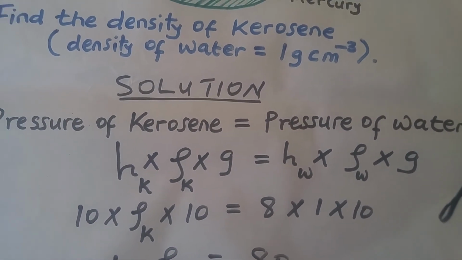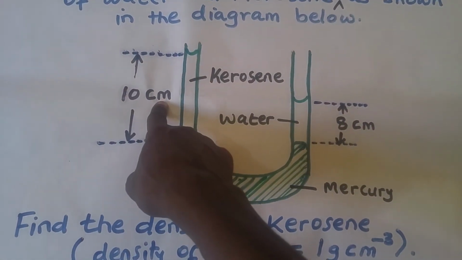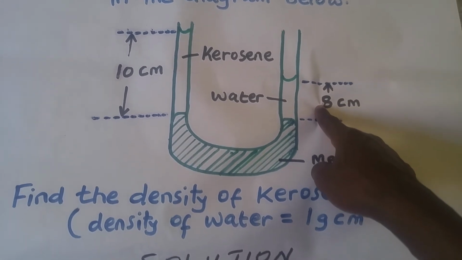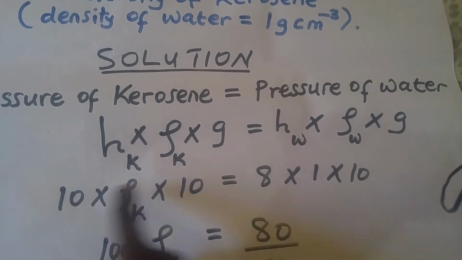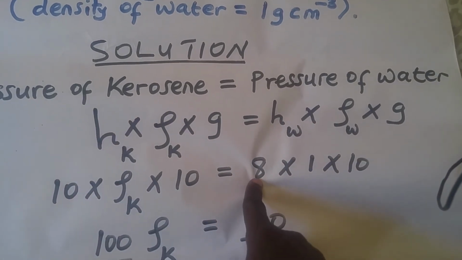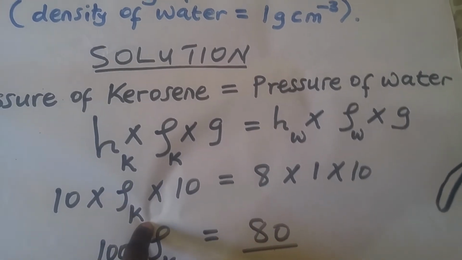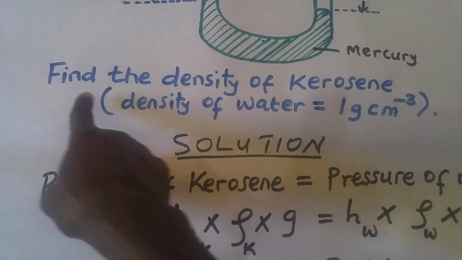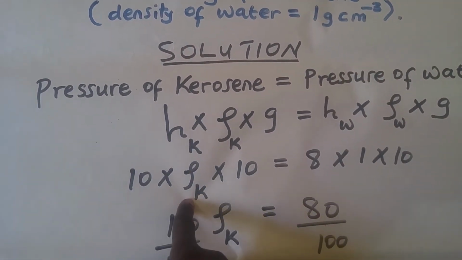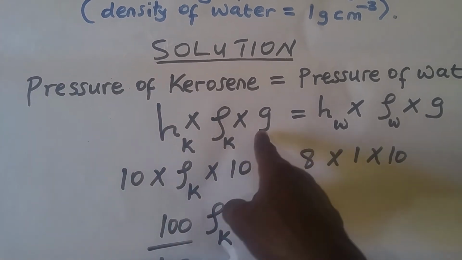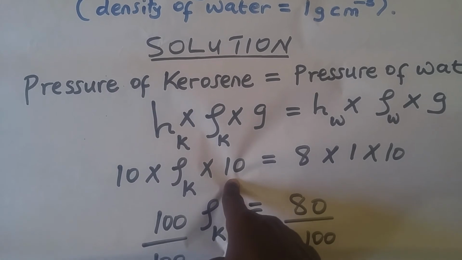The height for kerosene, what was the height for kerosene? It was 10 centimeters. Then for water, it is 8 centimeters, you see? So we shall write here 10 centimeters as the height for kerosene. Then the height for water will be 8. Then the density of kerosene, we shall leave it like this because it is the one we want. You see, the question says, find the density of kerosene. So it is this one we are looking for. So it remains. Then times acceleration due to gravity.